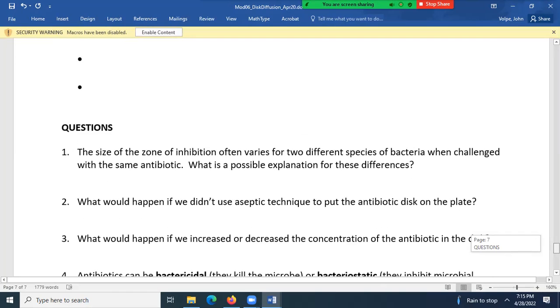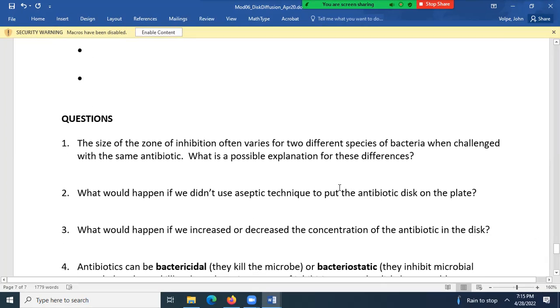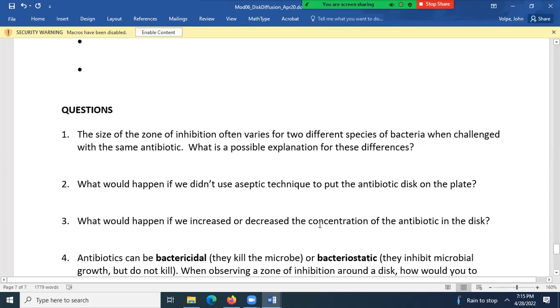All right, question 1: the size of the zone of inhibition often varies for 2 different species of bacteria when challenged with the same antibiotic. What's a possible explanation for these differences? 2, what would happen if we didn't use aseptic technique to put the antibiotic disc on the plate? And you should explain that, meaning you're going to get contamination. What will the contamination do to the results of the antibiotic disc? And 3, what would happen if we increase or decrease the concentration of the antibiotic in the disc? You do have to explain it for both increasing and decreasing the concentration of the antibiotic.